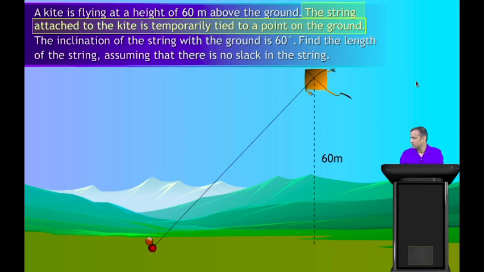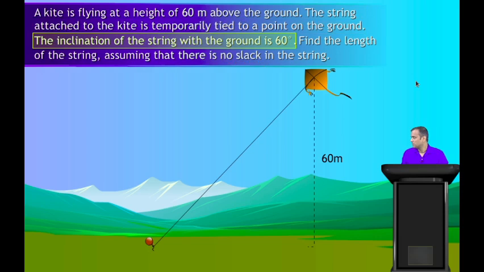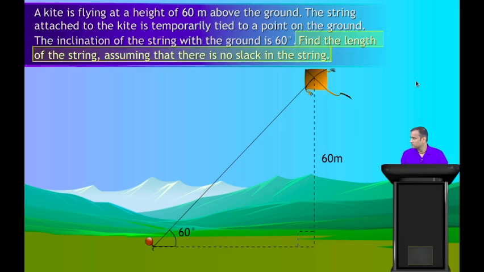Now this is a string and there is no slack. Look at this word, no slack, means it is not loosely tied, and it makes an angle of 60 degree with the ground. So here, if we join, this is the ground and this is the string, so it makes an angle of 60 degree. So this is our figure, and there is no slack, and we have to find the length. What we have to find? This length. Now we will name this figure.